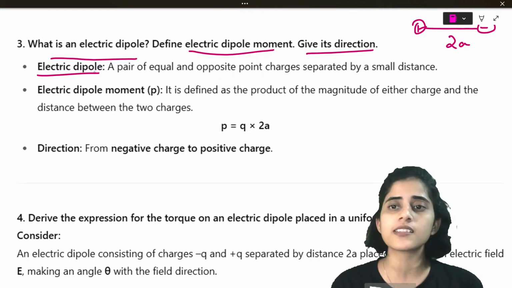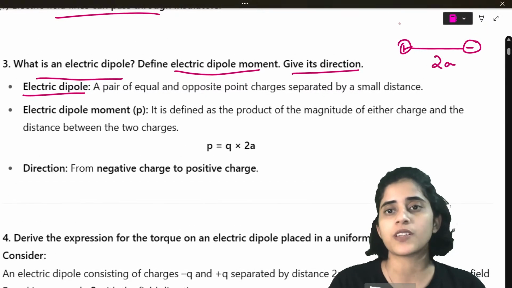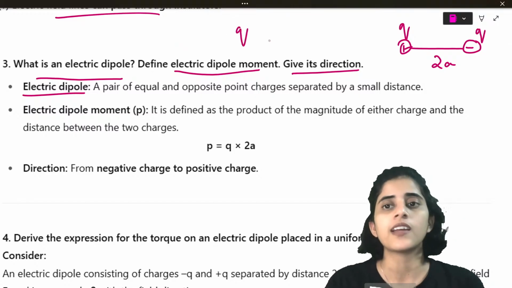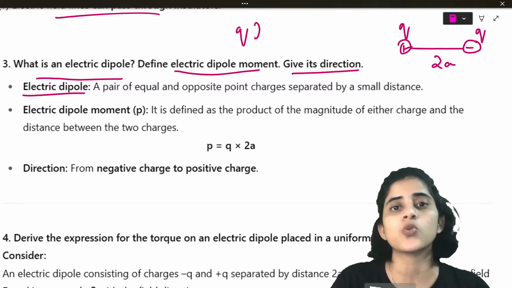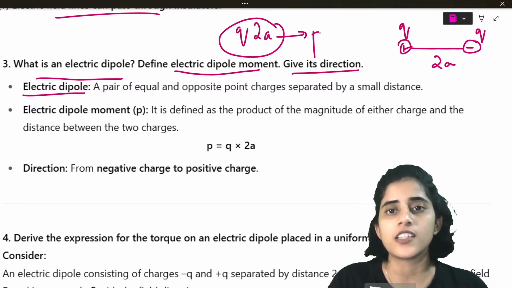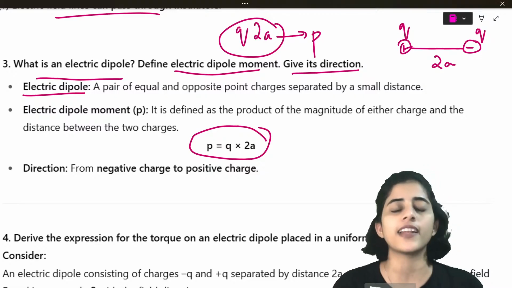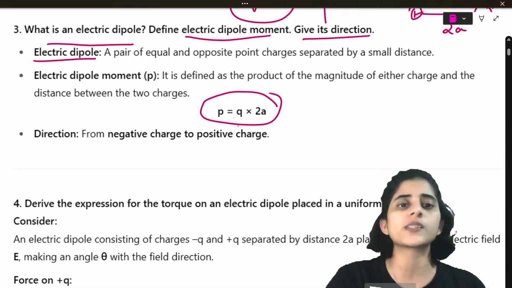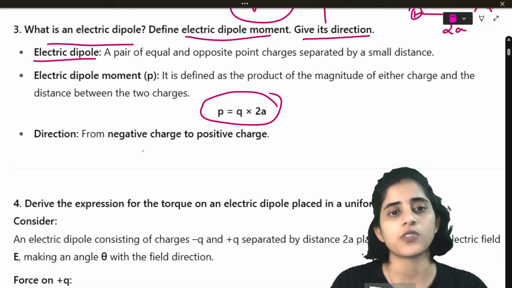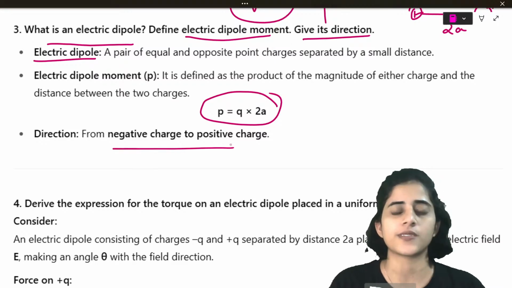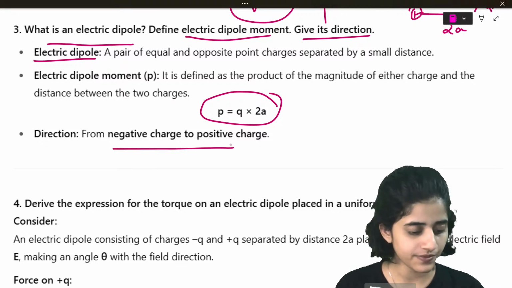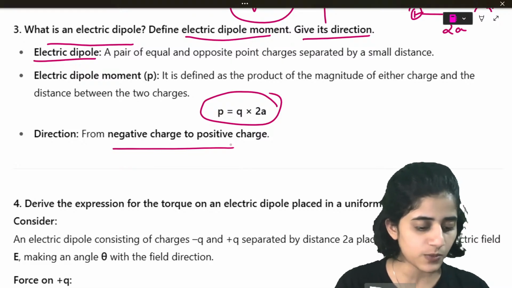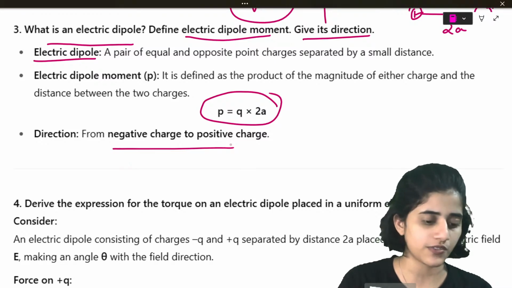Electrical dipole moment is the magnitude of the charge times the distance. So, if these charges are q, what is the magnitude of the charge? It's q. And what is the distance between the charges? It's 2a. So, q into 2a is p, which is the electric dipole moment. Okay? And a dipole always points from negative to positive. So that is also a property of a dipole. It always points from negative to positive.